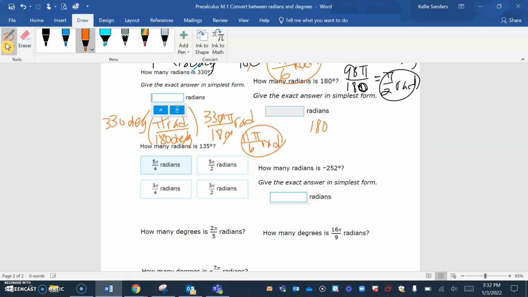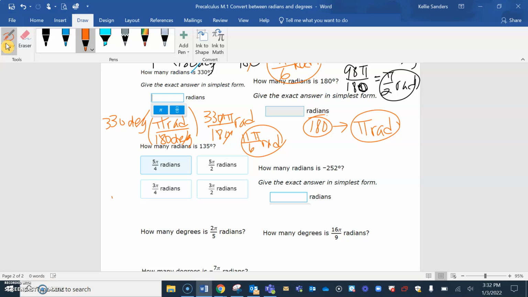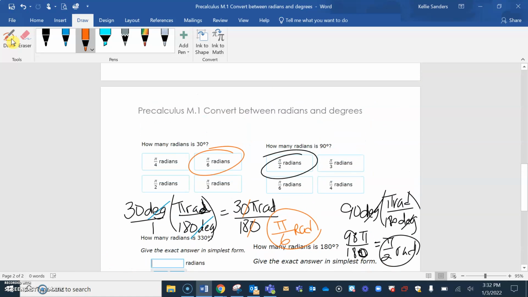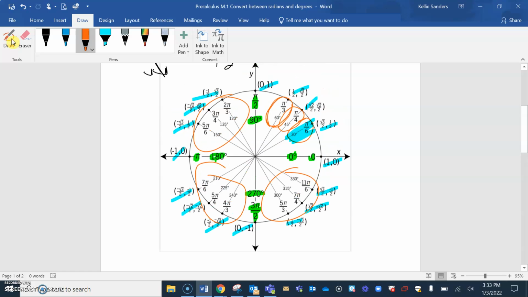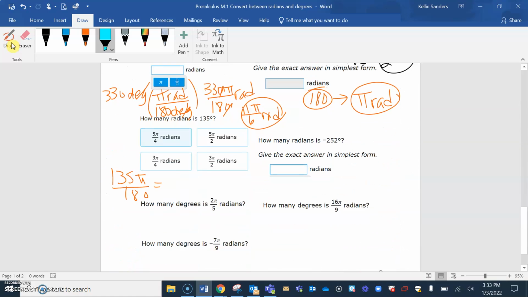We shouldn't have to do this because it's saying 180 degrees. Well, we know 180 degrees is just pi. 135 pi over 180. I'm shortcutting it now. And I don't have these memorized. I used to. 135 is 3 pi over 4. I didn't want to reduce that in my head.